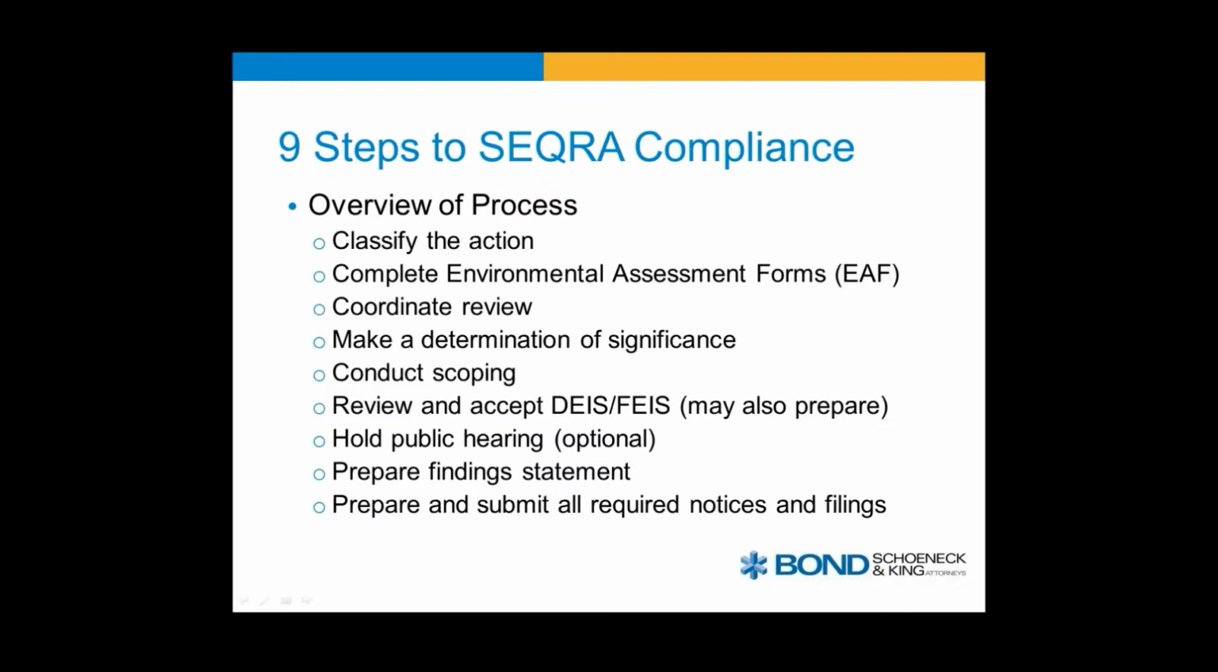And then I like to look at SEQRA as kind of a 9-step process, but really there are a lot of sub-steps along the way. But this is sort of an overview of the process. So you'll classify the action, complete environmental assessment forms, coordinate review, make a determination of significance. Depending on what your determination of significance is, you might be done there. But if you issue what's called a positive declaration, you'll continue with the rest of the steps, which means you may or may not conduct scoping. Right now that's optional. Review and accept your environmental impact statements. Maybe hold a public hearing. Definitely have a public comment period. Prepare finding statements, and then prepare and submit all required notices and filings.